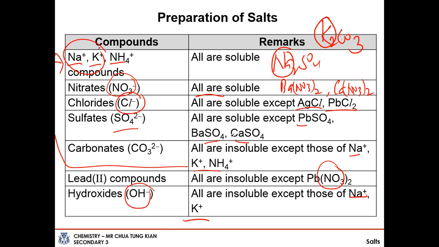So the solubility table is very important because it allows you to know the solubility of the compound, and this will allow you to determine the correct method to prepare the salt. If you don't know whether a salt is soluble or insoluble in water, you cannot start the question at all. So make sure you know this table very, very well.